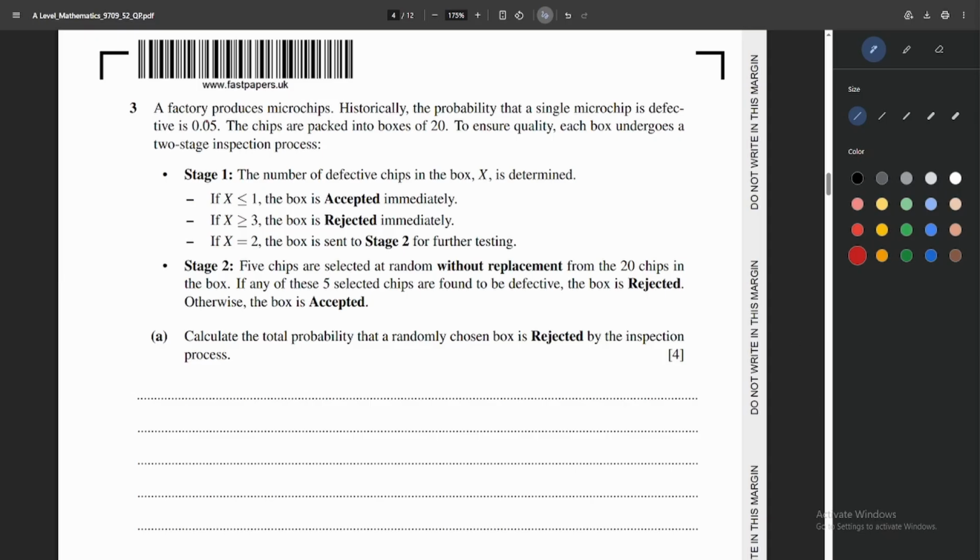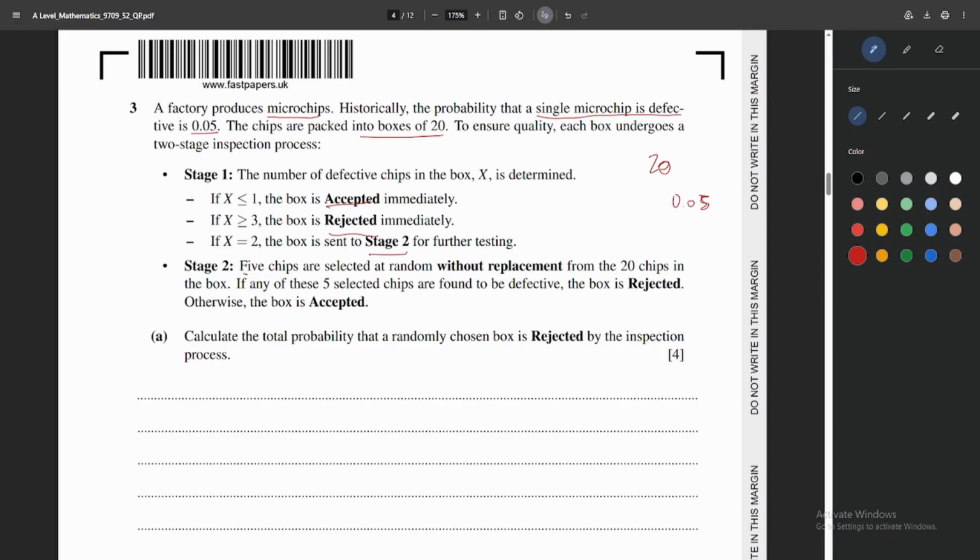So here we have our first difficult question. A factory produces microchips, and historically the probability that a single microchip is defective is 0.05, and the chips are packed in boxes of 20. To ensure quality, each box undergoes a two-stage inspection process. The number of defective chips in box X is determined. If X is less than or equal to 1, it's accepted. If it's greater than or equal to 3, it's rejected. And if it equals 2, there's a stage 2 with more testing.